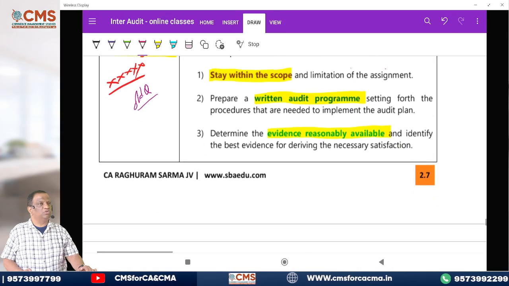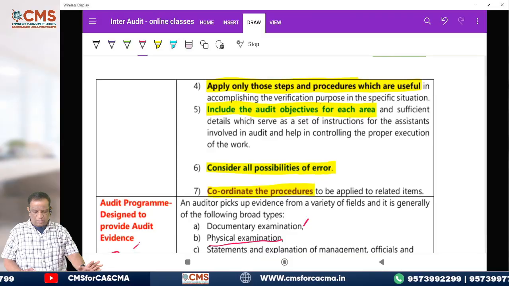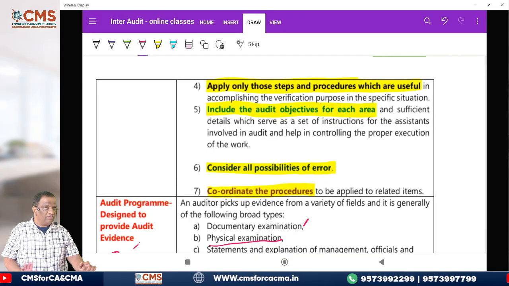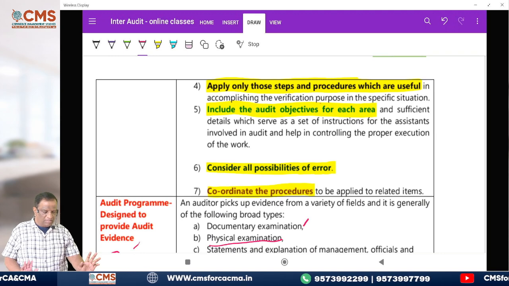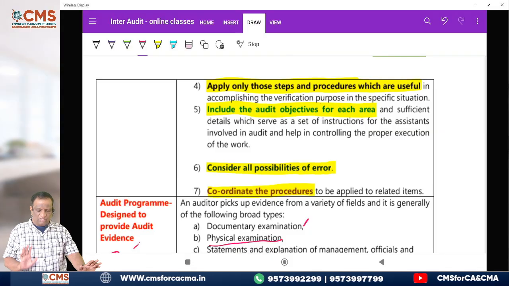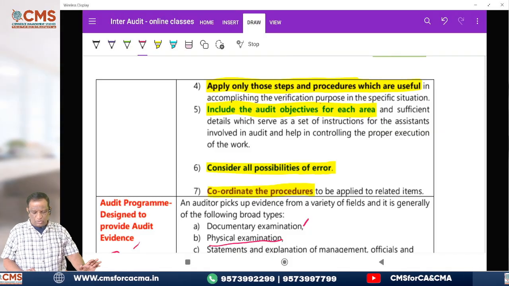What kind of evidence can you gather, based on each activity? And apply only those steps which are really useful for the audit. Whichever are not relevant for the purpose of audit, you are not concerned about, as they are areas beyond your scope. So focus only on what is relevant for your role, and include the audit objectives for each area.